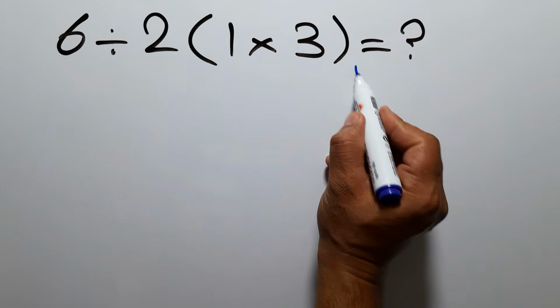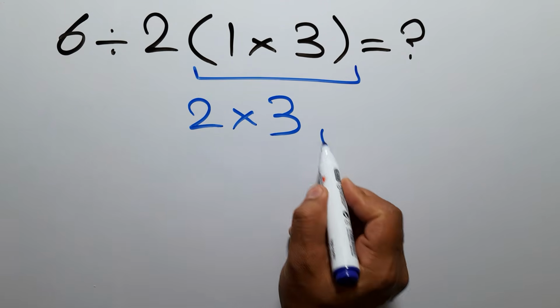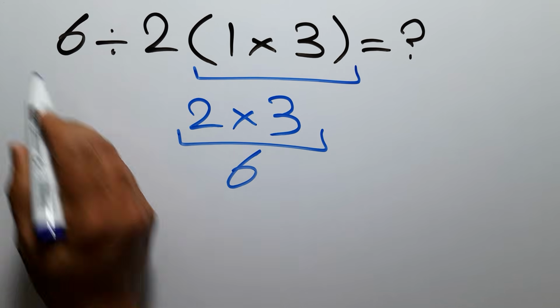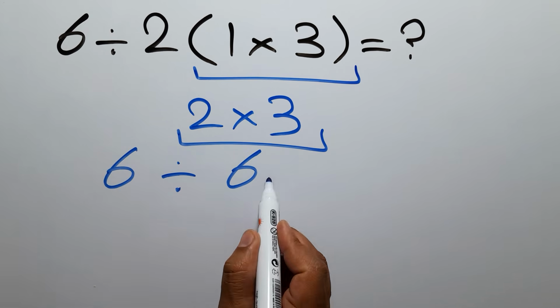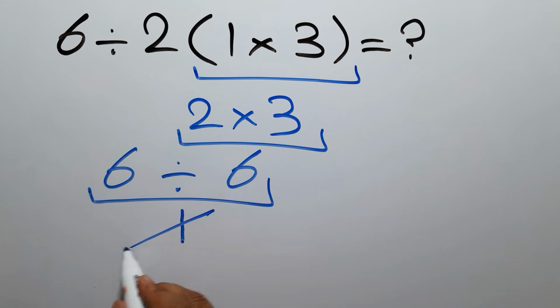1 times 3 gives us 3. And 2 times 3 is just 6. So we have 6 divided by 6, which gives us 1. But this answer is not correct.